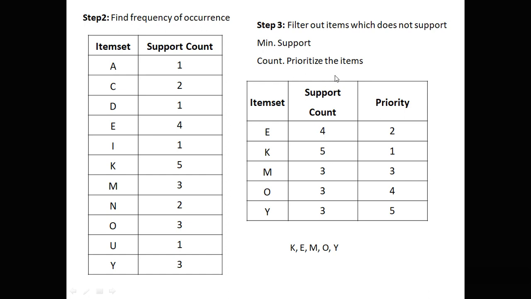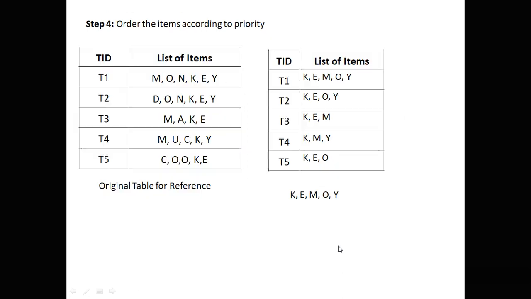After that, we need to assign priority to the items. The element which appears the most gets the highest priority. K appears 5 times, so priority is 1. E appears 4 times, priority 2. Here M, O, Y appear with the same support count, so we assign priorities as they occur in the table, that is 3, 4, 5. Now we need to follow this order of the items: K, E, M, O, Y.